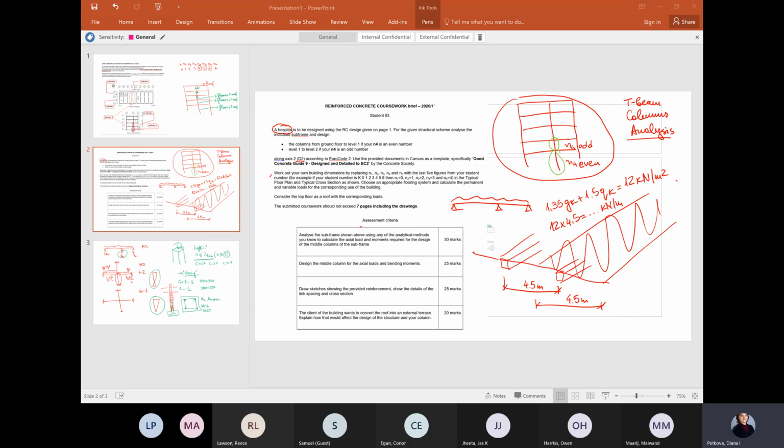What else? Are we including the self-weight of the T-beam? Of course, yeah, that too. And don't forget the roof loading as well. I think that's what I wanted to say.